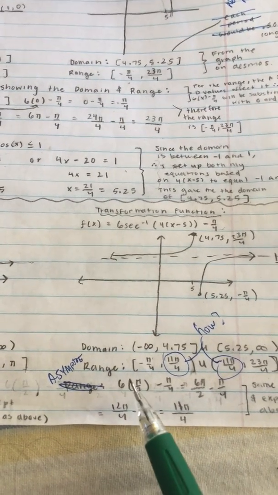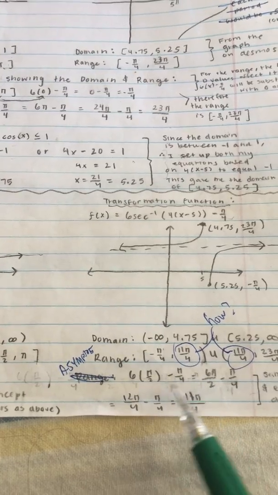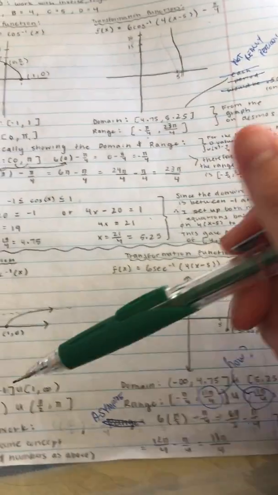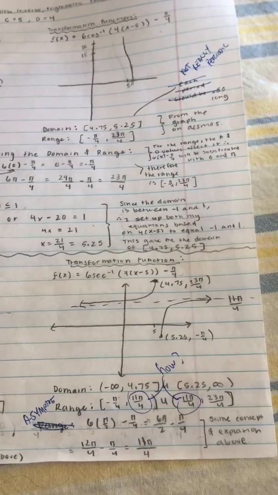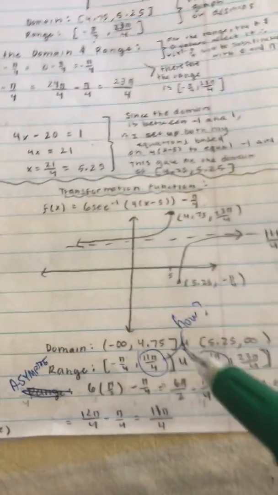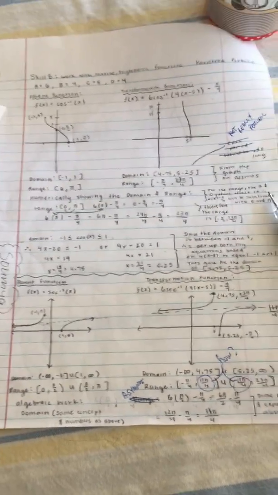Now you solve that by doing the same thing, 6 in parentheses π/2 minus π/4. The 6 and this minus π/4 came from the A and the D value, and this π/2 is new, and it comes from solving for the vertical asymptote, or I mean horizontal asymptote. Wait, no, yes, it is the vertical asymptote. And this is how you do Skill 8.